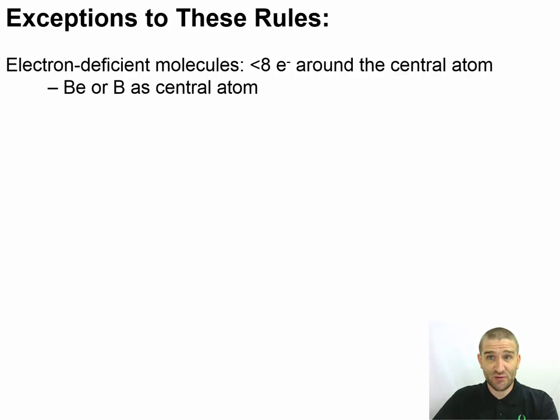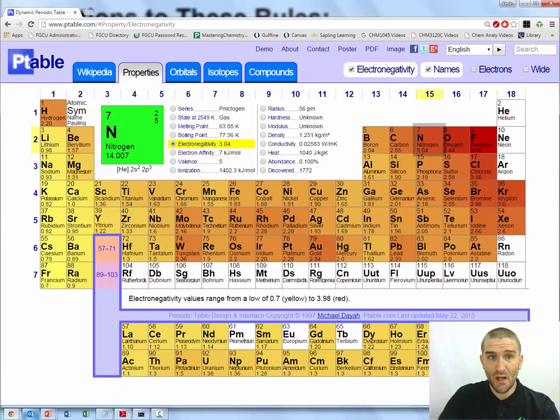They have less than 8 electrons around their central atom. And the only 2 that can really do that, other than hydrogen and helium, which we know why they do it, they're so small, are going to be the 2 atoms that are a lot like that, beryllium and boron. Now let's take a look at them on the periodic table to have that emphasized. So here we have beryllium, and here we have boron. And those are going to be the 2 that we can have that weirdness happen with.